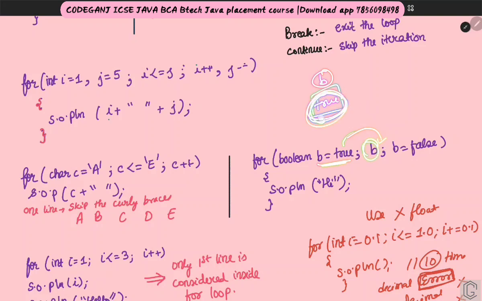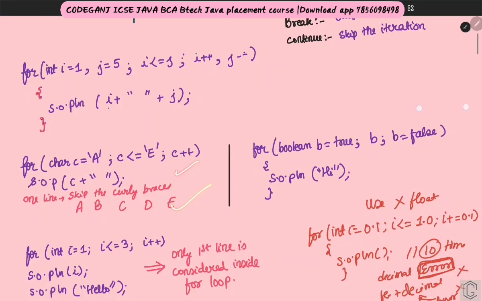That means the condition is true. Condition is true means it will come inside the loop. In the loop, it has to print high, and after printing, it will go to this guy, and then now b is becoming false. So the condition is becoming false, and then it will come out of the loop. So your final answer will be high.